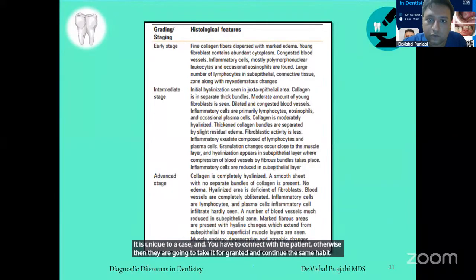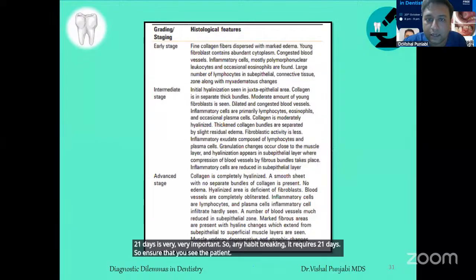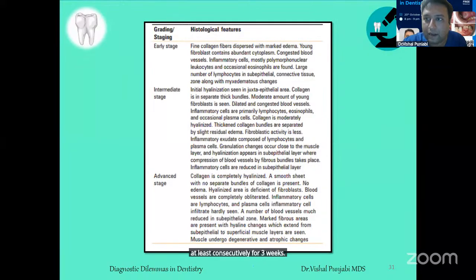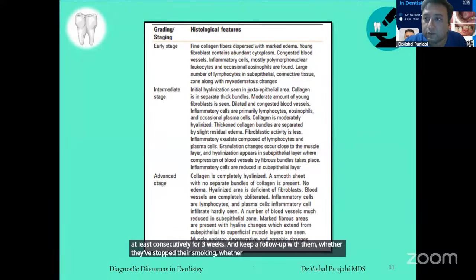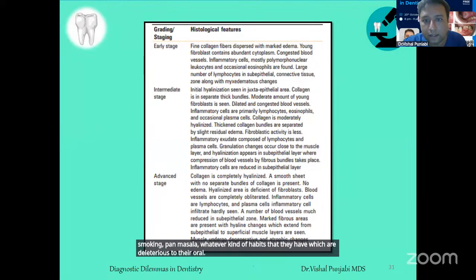21 days is very, very important. So any habit breaking requires 21 days. So ensure that you see the patient at least consecutively for 3 weeks and keep a follow-up with them, whether they've stopped their smoking, whether they have reduced smoking, pan masala, whatever kind of habits that they have which are deleterious to their oral and overall health.